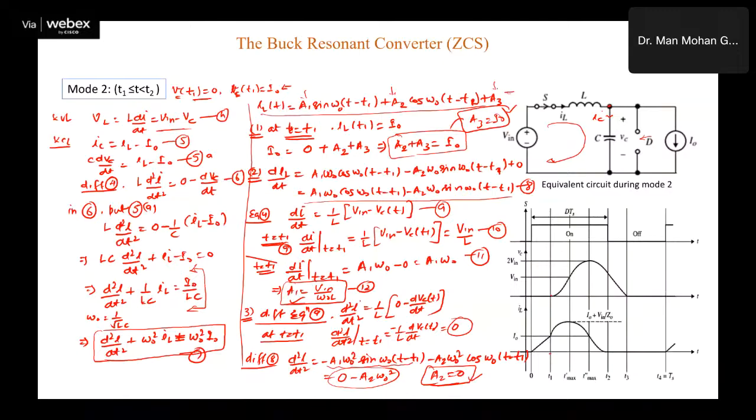Okay. Now what happens in the next modes is simple.